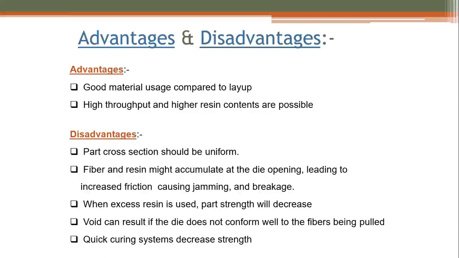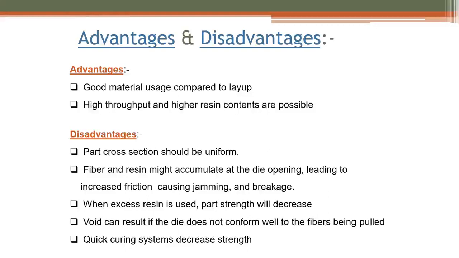And coming to the disadvantages, the part cross section should be uniform. The parts' cross section should be uniform in structure, and fiber and resin might accumulate at the die opening, which leads to increased friction, which causes jamming and breakage. So that is also a disadvantage.